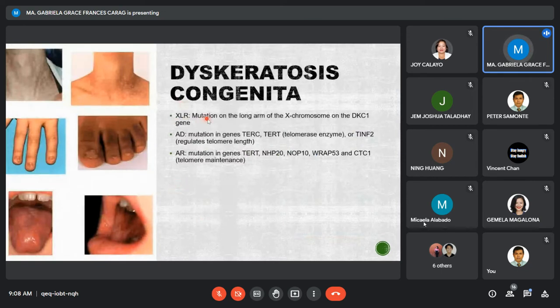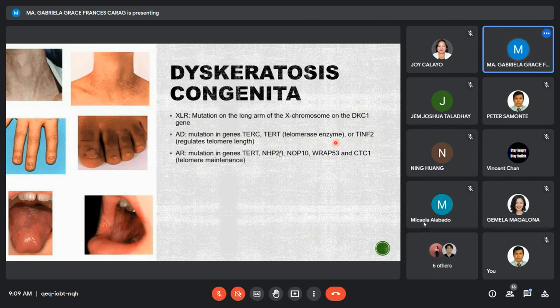So in X-linked recessive, there is a mutation on the long arm of the X chromosome, on the DKC1 gene. The DKC1 gene is associated with the telomere. In autosomal dominant, there is a mutation in the genes TERC and TERT. Same as with the DKC1 gene, it is involved in the telomere. So these are telomerase enzyme.